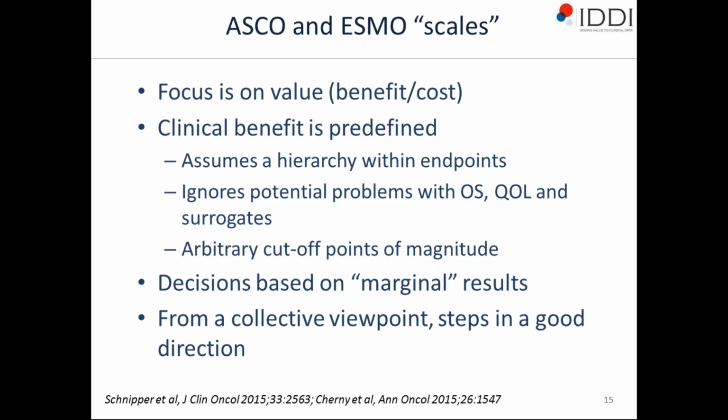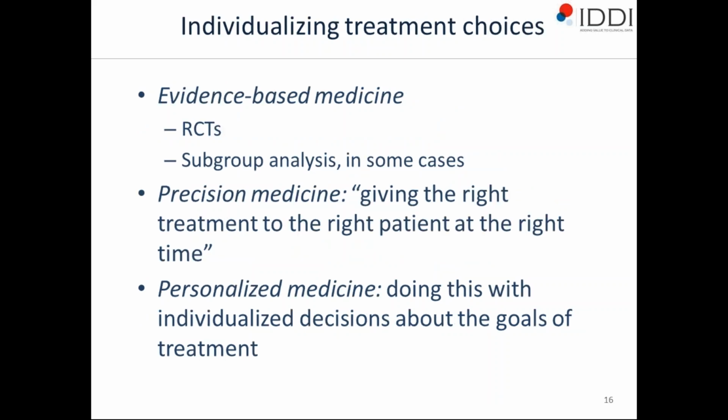They ignore, let's say, potential problems with each endpoint. They use somewhat arbitrary cutoff points of magnitude, and they don't allow for individualized decisions. They are based on what we might call, from a statistical point of view, marginal results that apply to patients, let's say, on average, but you cannot say exactly what is the cross tabulation of the occurrence of these events on a per patient basis.